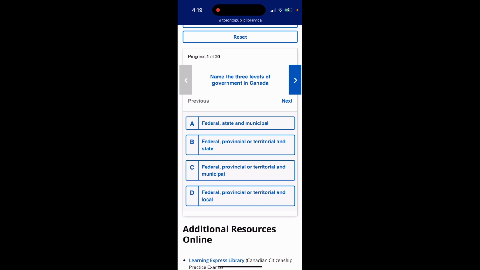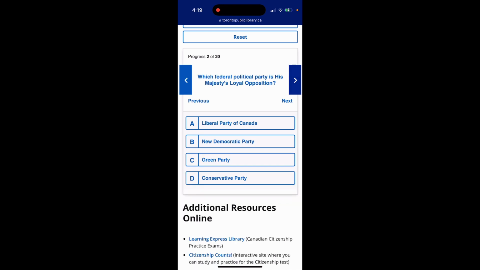Option A, federal, state and municipal. Option B, federal, provincial or territorial and states. Option C, federal, provincial or territorial and municipal. Option D, federal, provincial or territorial and local. The answer is option C, federal, provincial or territorial and municipal.